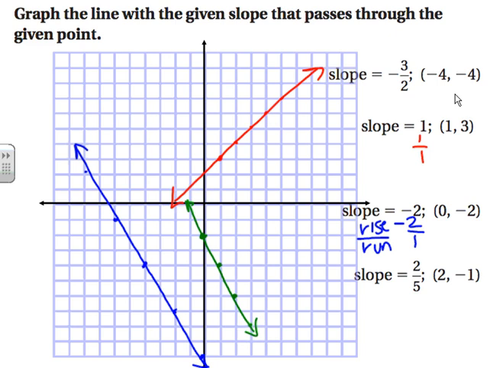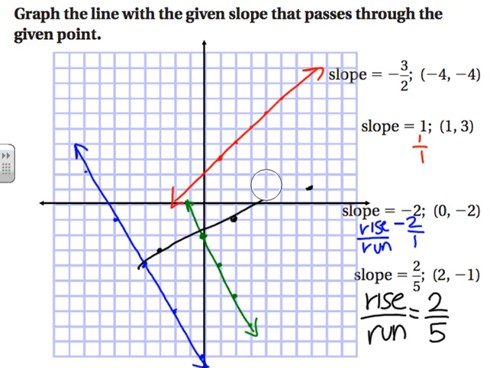Okay, final one. Rise over run shows that we're going to go up 2, right 5. So starting at 2, -1. Up 2, right 5. And then you could do it again, or you could go back the other direction, down 2, left 5. Make sure you get that straight line. Oh, mine went a little off. Let's try that again. Okay, straight line through the points. Try one more time.